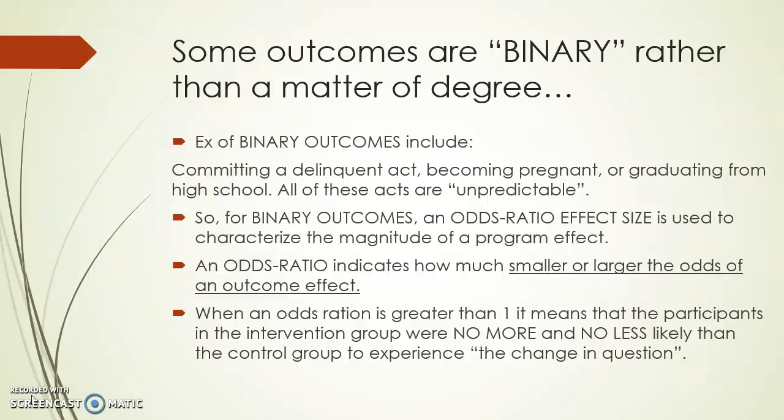Some outcomes are binary rather than a matter of degree. Examples of binary outcomes include committing a delinquent act, becoming pregnant, or graduating from high school. All these acts are unpredictable. So for binary outcomes, an odds ratio effect size is used to characterize the magnitude of a program effect. An odds ratio indicates how much smaller or larger the odds of an outcome are.